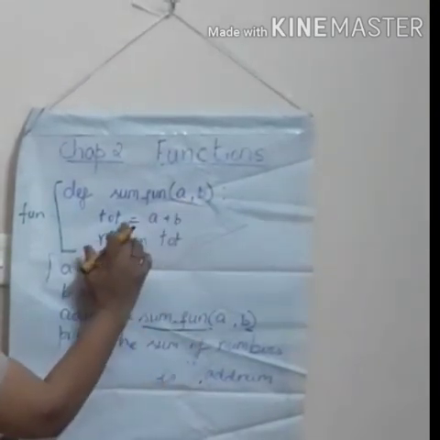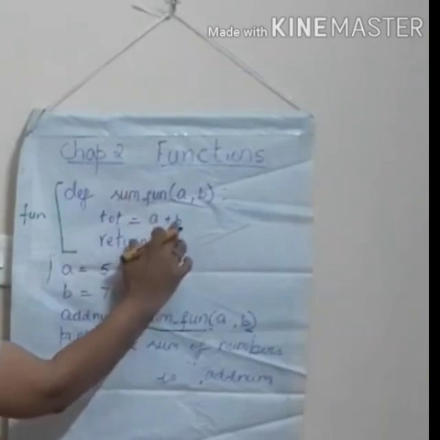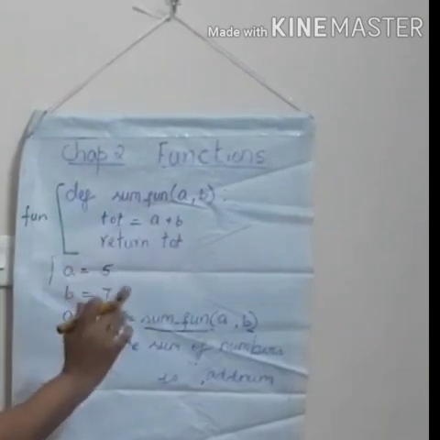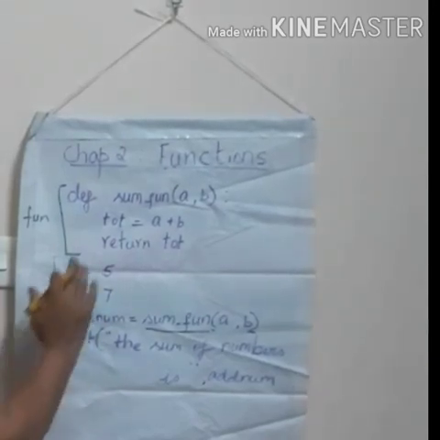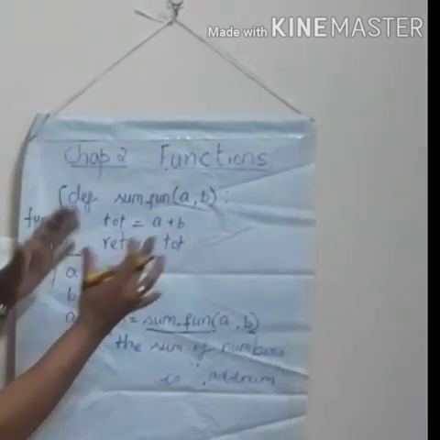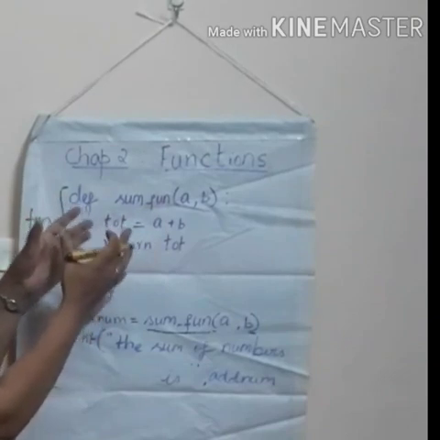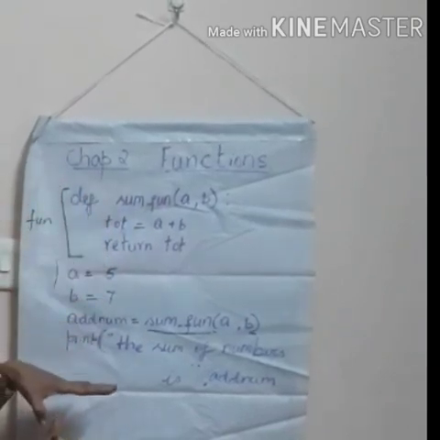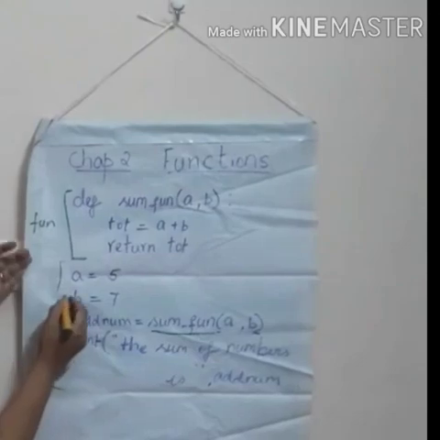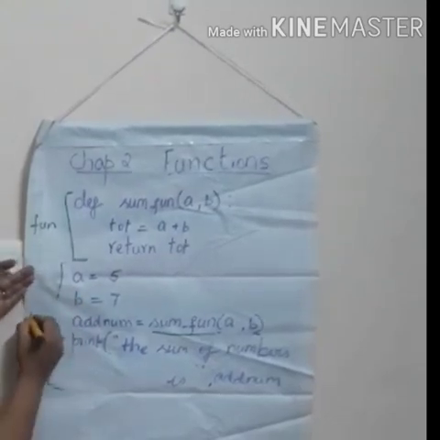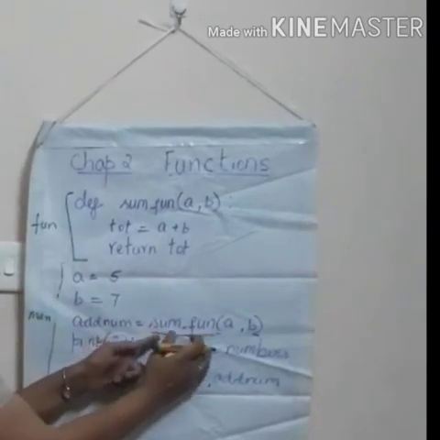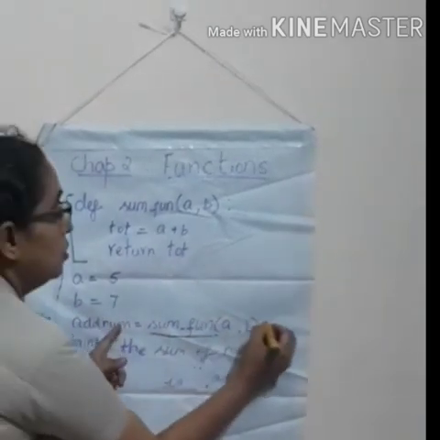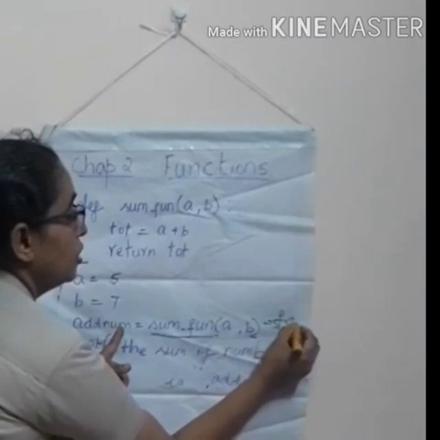So here what did I do in the function? I added the two numbers a plus b and kept the answer in total. After keeping the answer, I want the answer back from the function to the main program. This is your main program. So which line is making the function call? This line is making the function call.